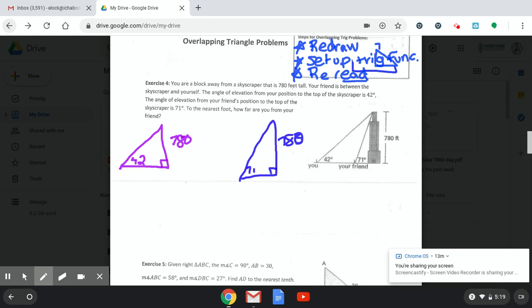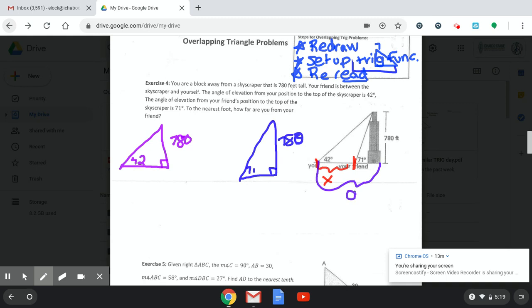Now, what are they asking for? To the nearest foot, how far are you away from your friend? So going to the big diagram, they're asking for the measure from here to here, from you to your friend. Now, that's not a side of either of my triangles. My one triangle has a measure from me to the bottom of the skyscraper.